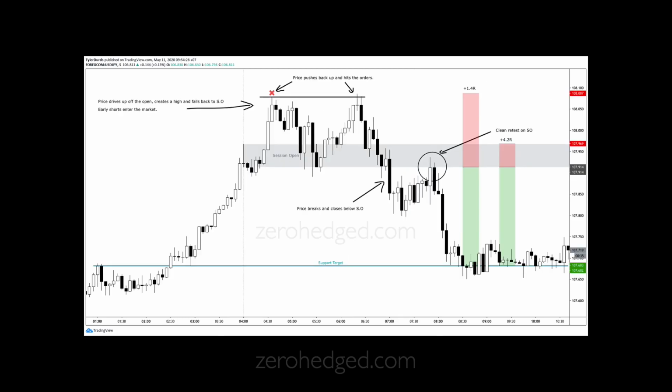Okay, what does it do? Price breaks and closes below the session open. If you look in the middle there, it breaks and closes. We have that candle, then we get the trade back. As you can see, the circle retraces back into the gray and has a clean retest. We either have a limit order set there, or we can enter at market.